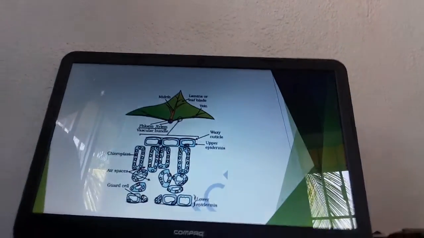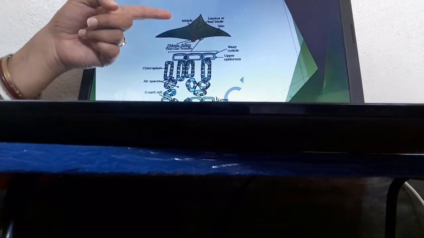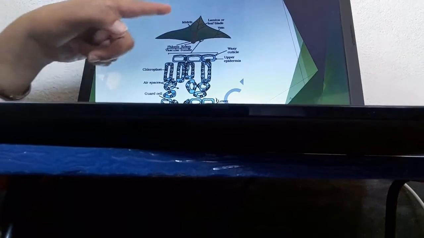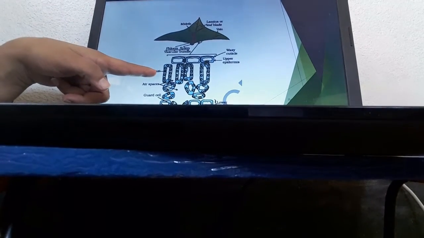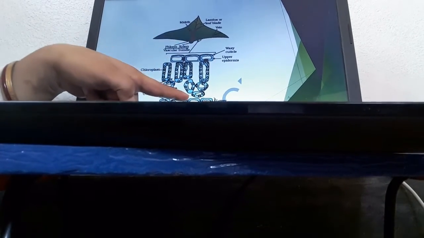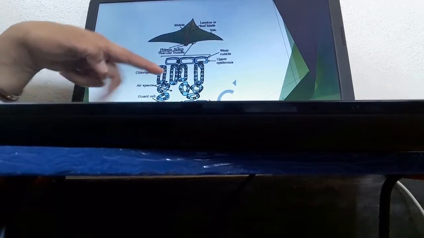Next, this kind of diagram you will get in your book, where within the leaf, xylem, vascular bundle, there you are getting this mesophyll layer. Within this we are getting the chloroplast. Okay, this is the upper epidermis, upper layer, lower epidermis. These are the plant cells where we are getting the chloroplast.